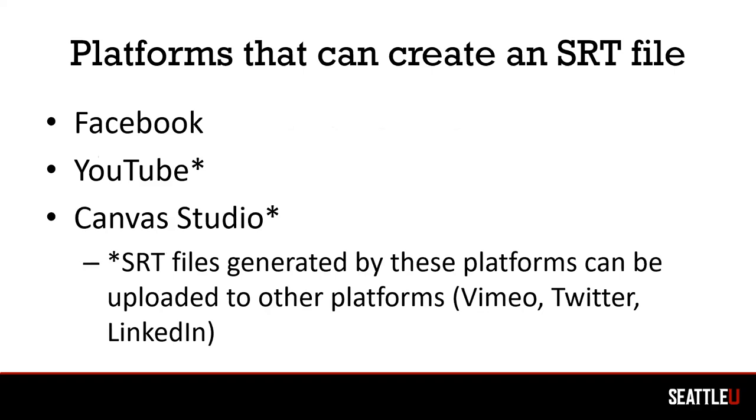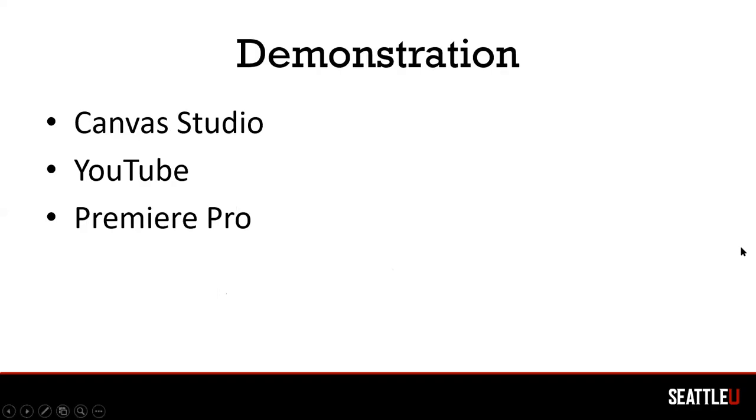So, platforms that can generate an SRT file. An SRT file is one of the types of caption files, just one option that you have. Facebook can create an SRT file with auto-generated captions that you can correct. YouTube does as well, and Canvas Studio. The SRT files generated by these platforms, you can actually download the caption file and upload it onto other platforms like Vimeo, Twitter, LinkedIn, things like that. So I've got a few examples, and I'm going to show you this right now.